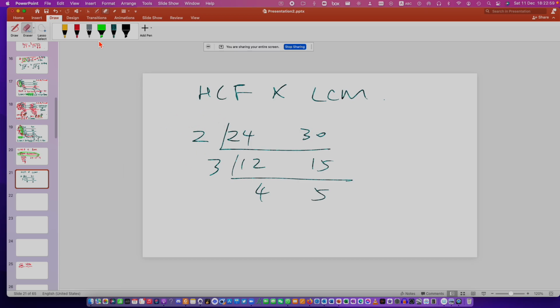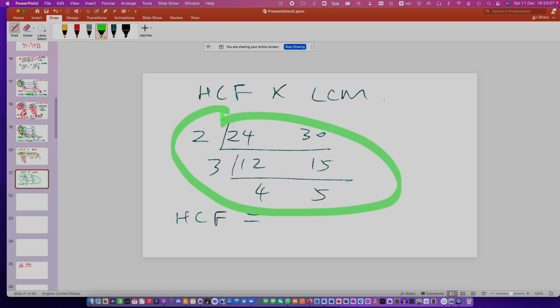So if you stop, what's your HCF? From this, what's HCF? HCF, you pick the side ones, right? So what do you get? 2 times 3, the side ones. So therefore the HCF is 2 times 3, which is 6.